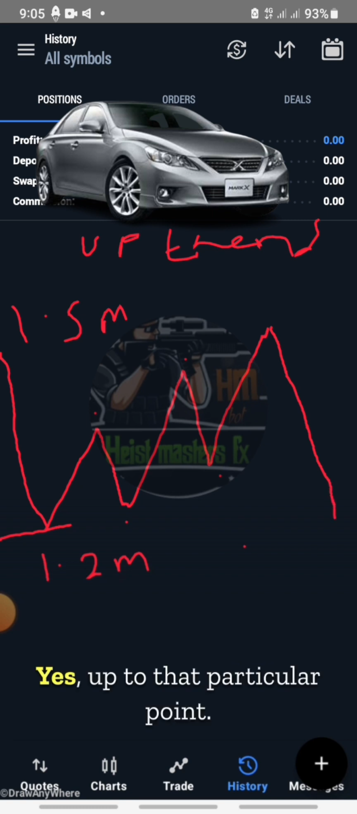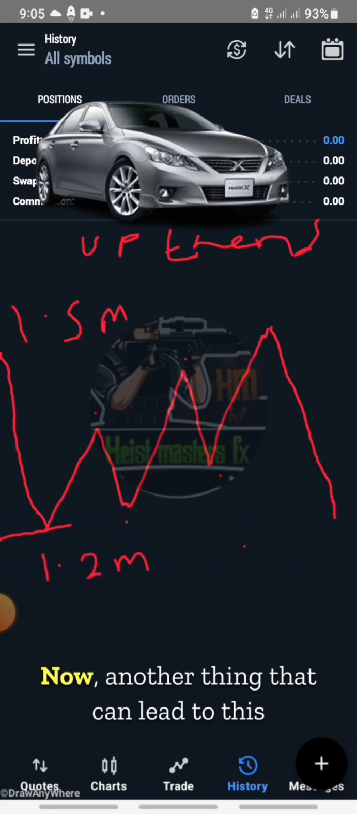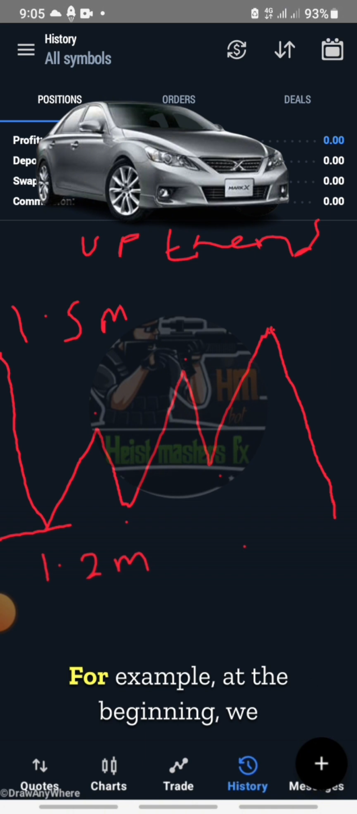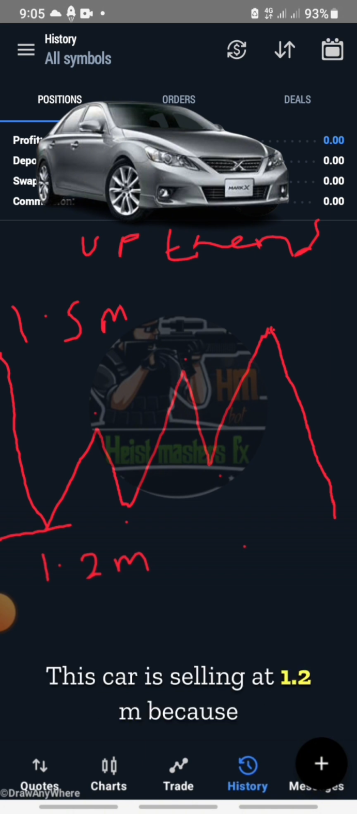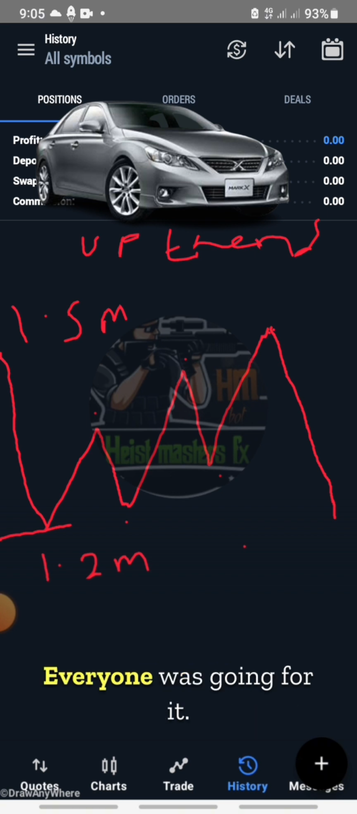Yes, up to that particular point. Have we understood? Now another thing that can lead to this particular kind of a car falling back. For example, at the beginning we never had this offer of 1.5. This car is selling at 1.2 M, because it is affordable for everyone to purchase it. Everyone was going for it.